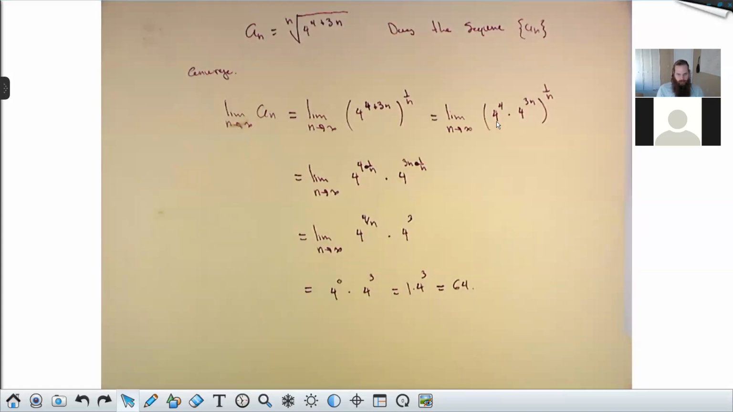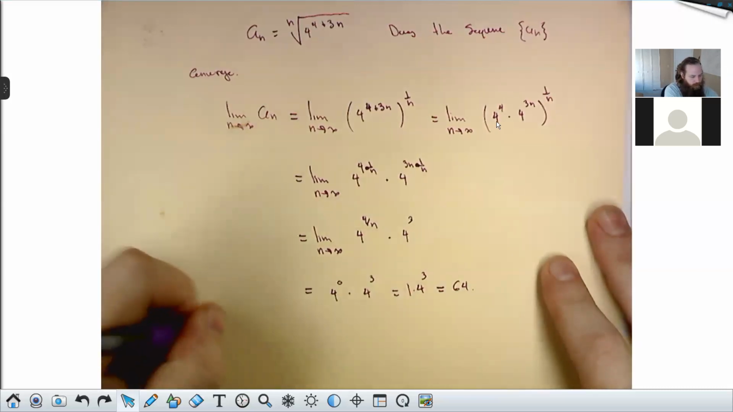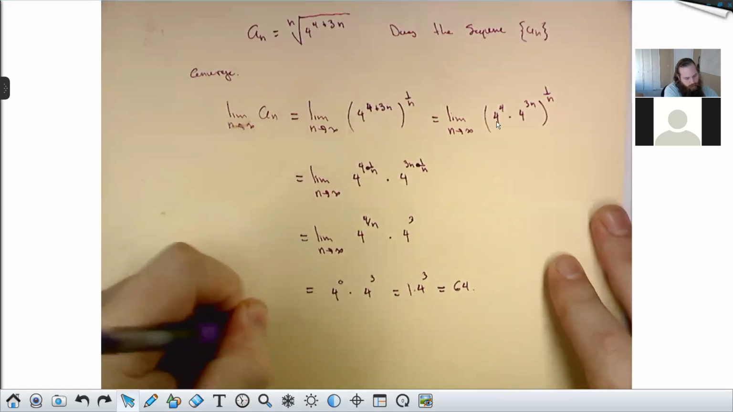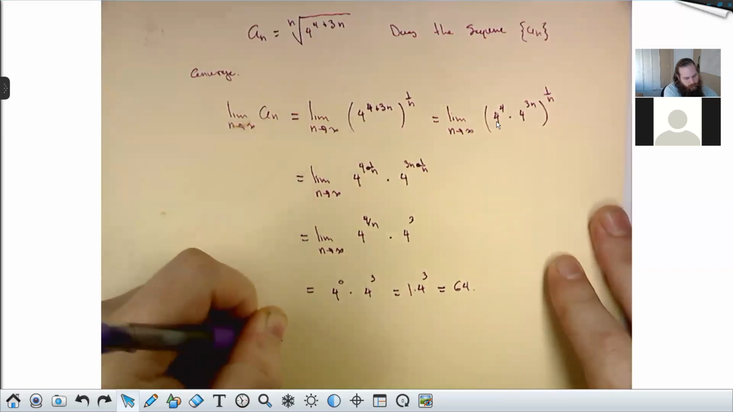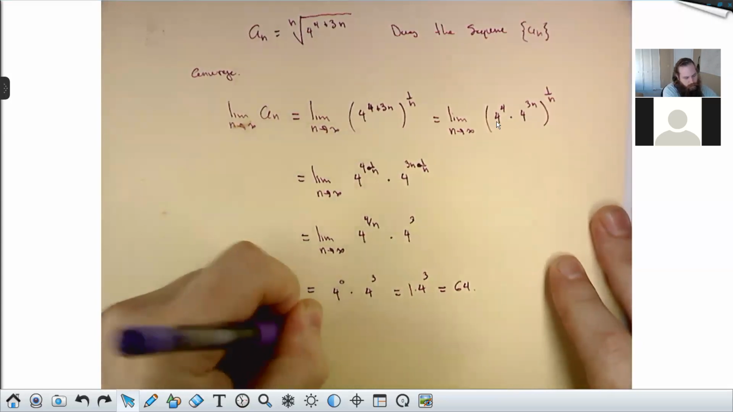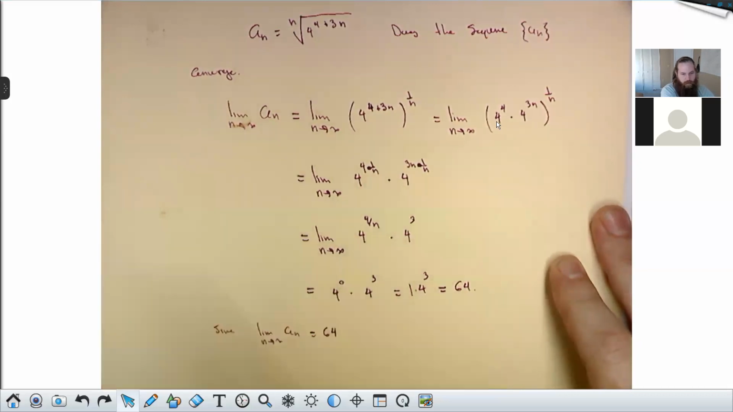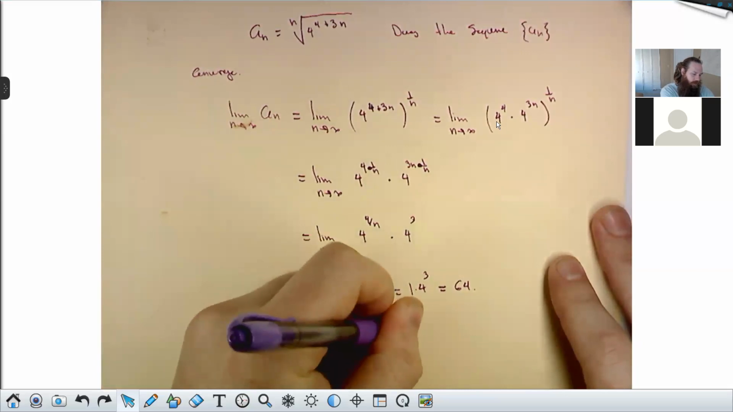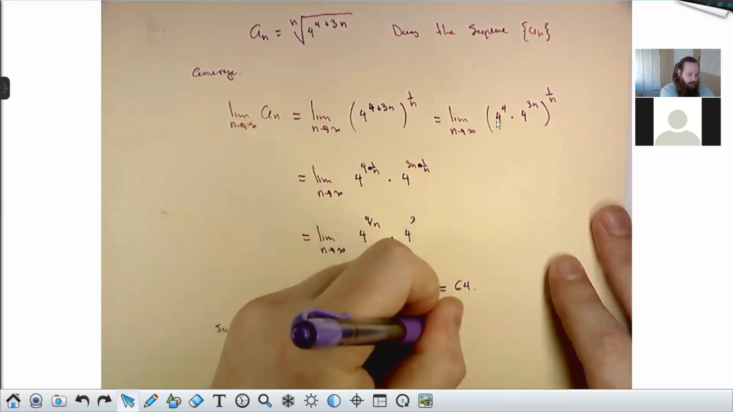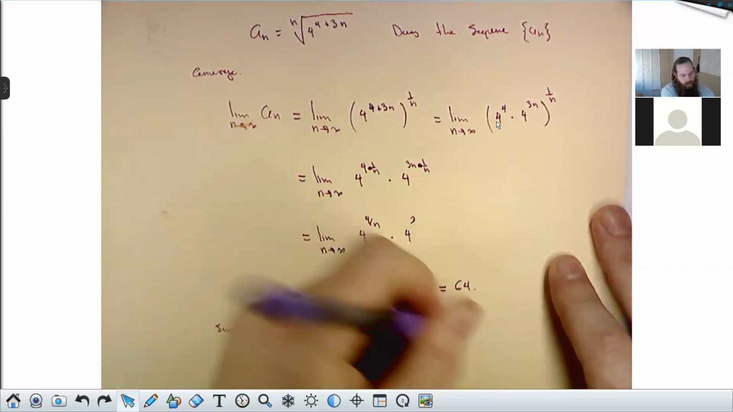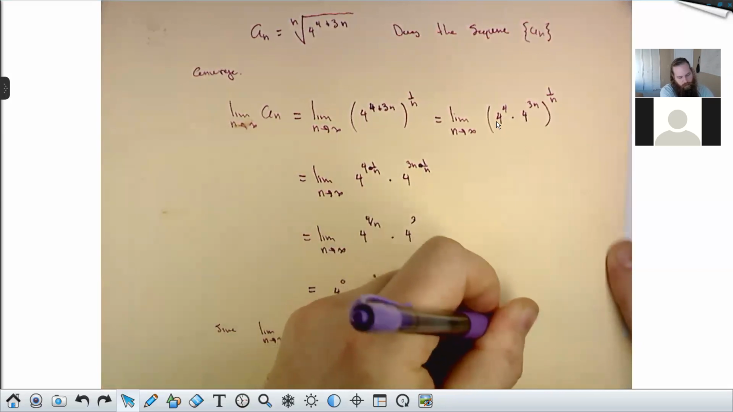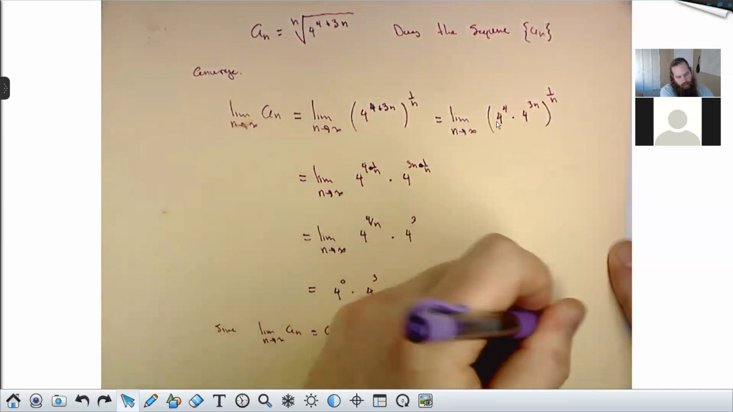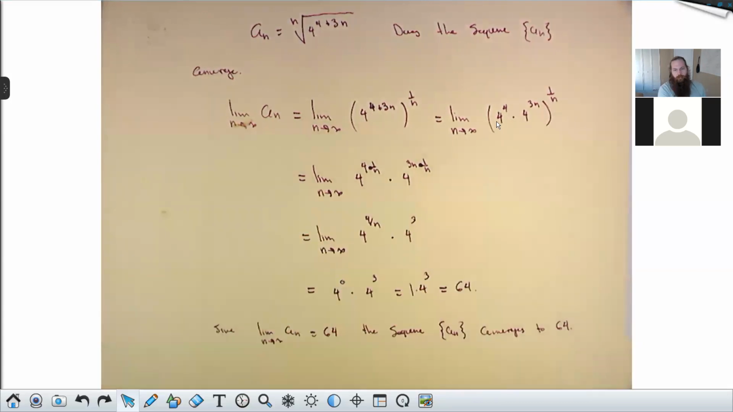So that is it. That is the limit of this sequence, since the limit as n goes to infinity of a_n exists and is finite, it's 64. The sequence a_n converges to 64. Not too bad.